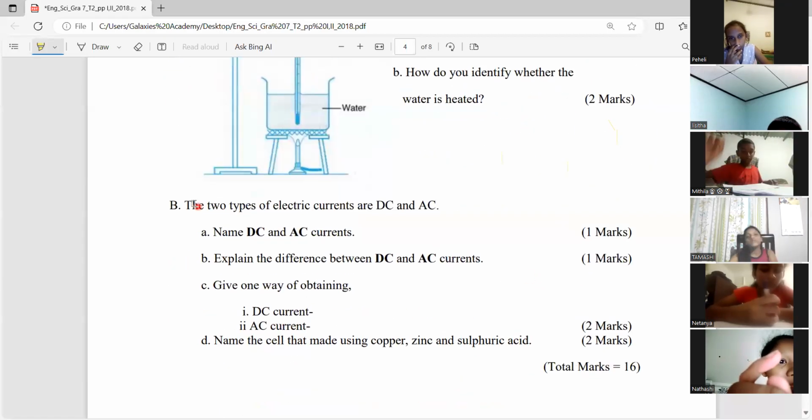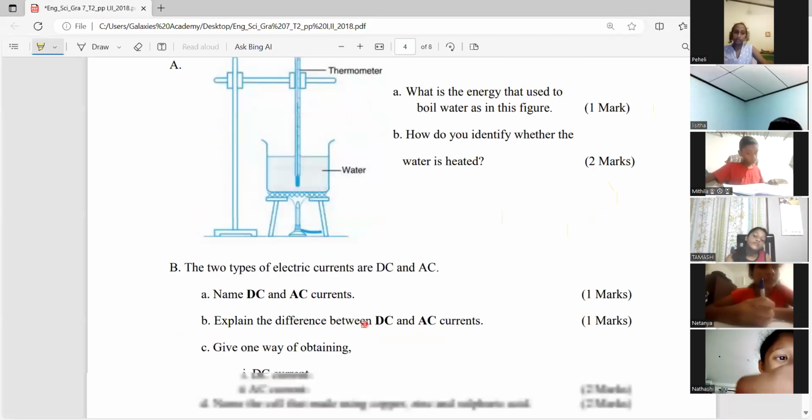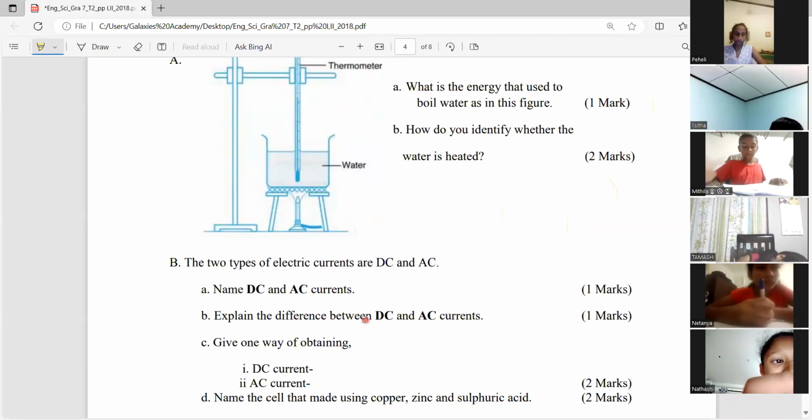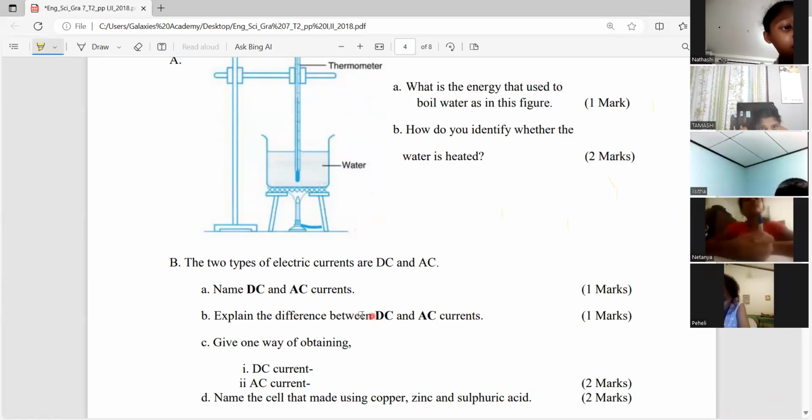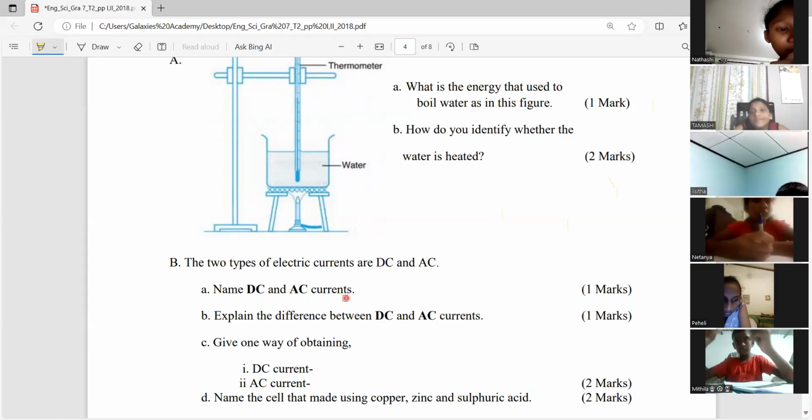Then look at capital B part. The two types of electric current are DC and AC. What's the meaning of DC? It is the short form, no? DC means direct current. AC means alternating current. Right. Name DC and AC current. Part A answer: DC, direct current; AC, alternating current.